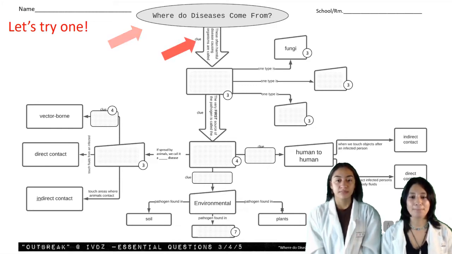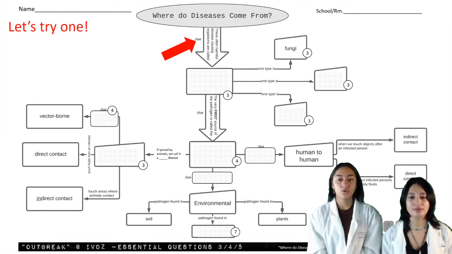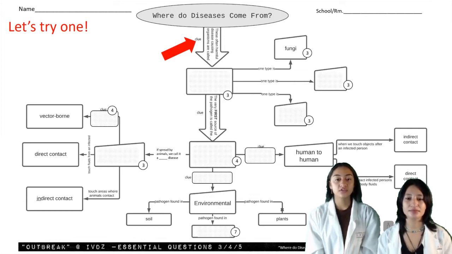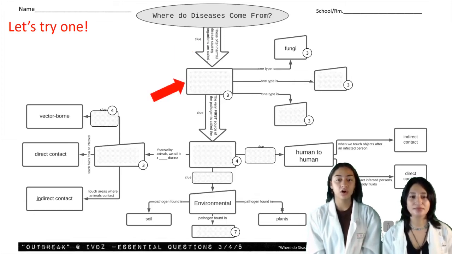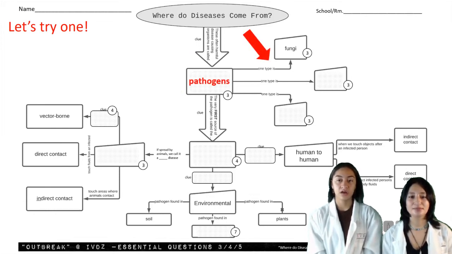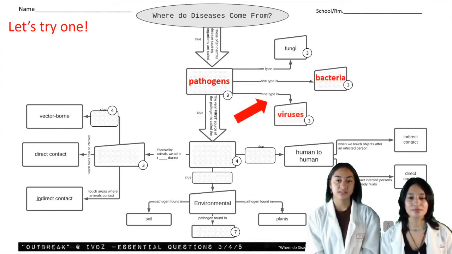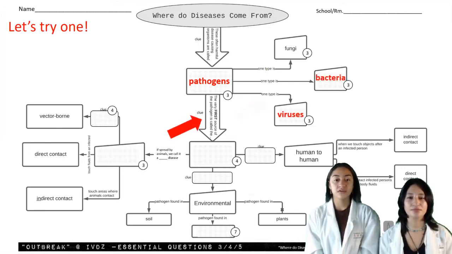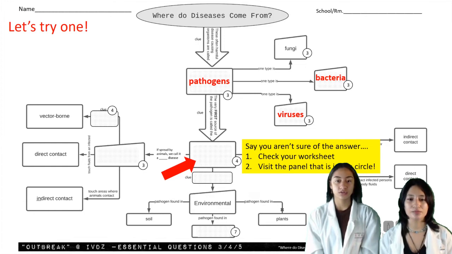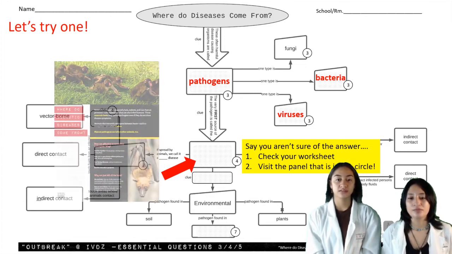This is a concept map, so we'll pay attention to the linking words or clues. Let's get started. Where do diseases come from? These often harmful disease-causing organisms are called pathogens. One type is fungi. One type is bacteria. One type is viruses. The very first source of the disease is called the... Say you aren't sure of the answer, check your worksheet or visit the panel in the small circle. Now you can find the answer.